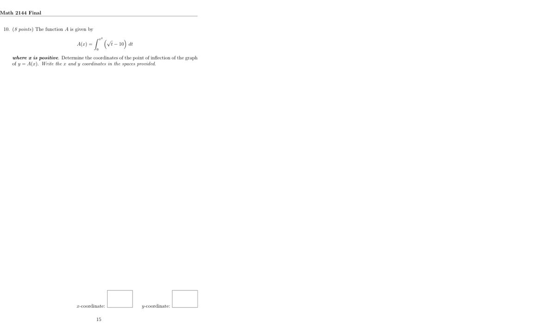Okay, so this says that the function a is given by that. Determine the coordinates of the point of inflection. So to find an inflection point, I need to find when a double prime of x is equal to 0, and then I'm going to look for the concavity on either side, or see if a double prime is positive or negative on either side of those possible inflection points. Okay, so I've got my function a.